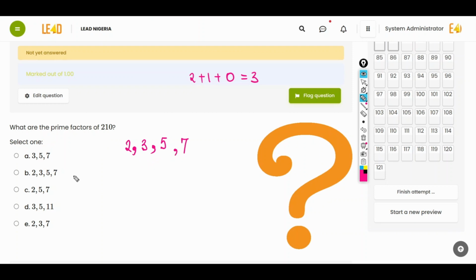I think the only other number we need to test is 11. 11 wouldn't work. We can just try dividing 210 by 11. That gives 1 remainder 10, and if I put the 10 here, it becomes 100. 11 in 100 doesn't work. So the answer is 2, 3, 5, and 7.